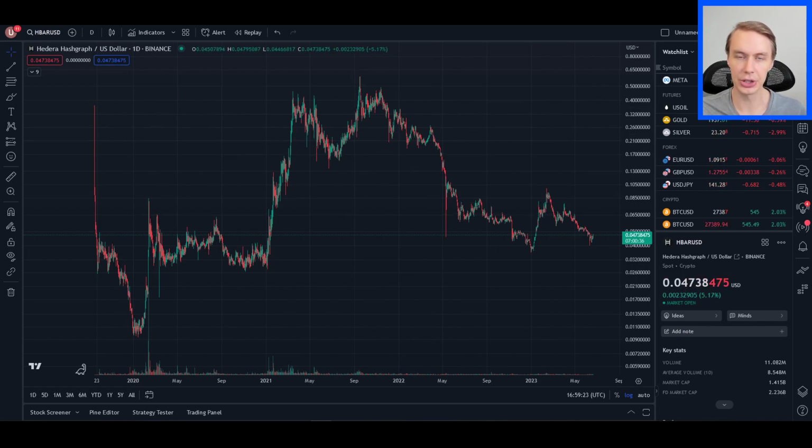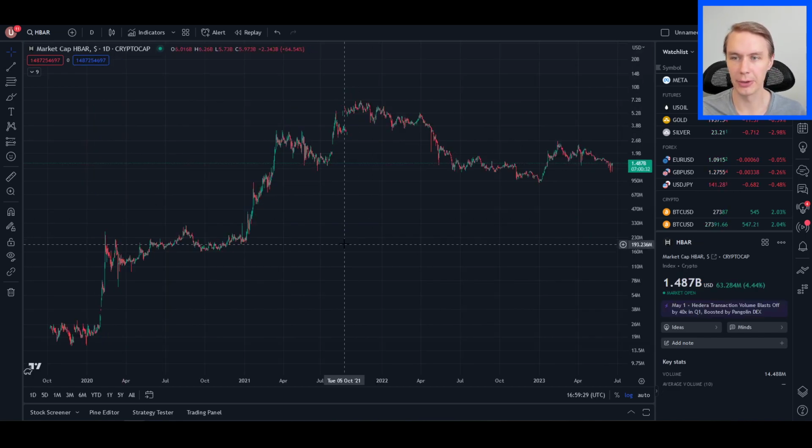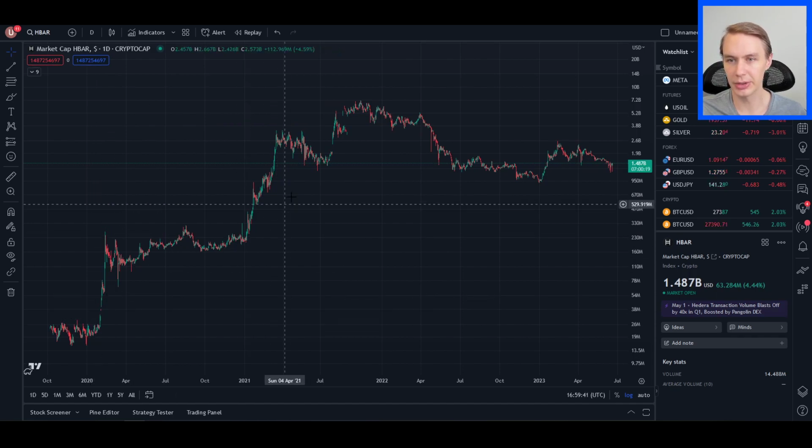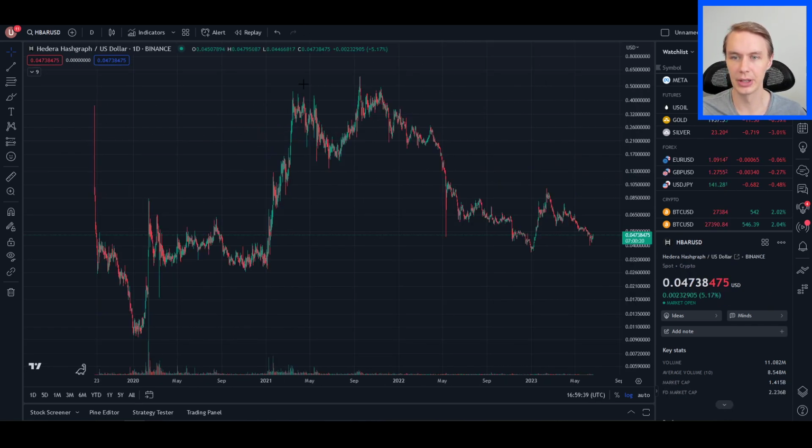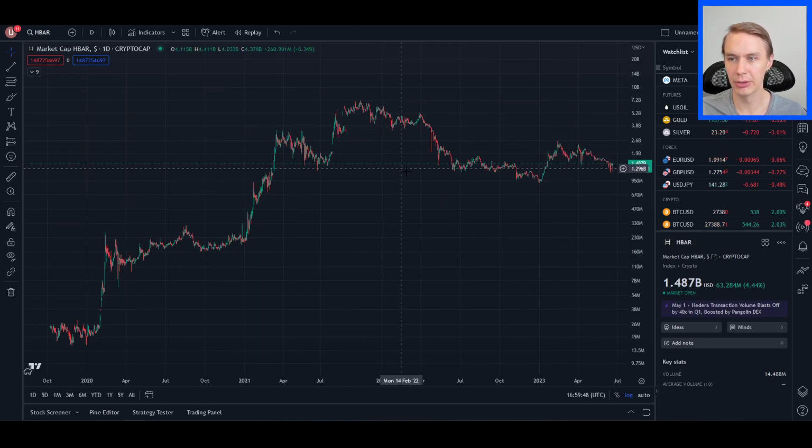So I want to flip over to the market cap for HBAR. Market cap is defined as the price, in this case of HBAR, multiplied by its circulating supply. And that supply element is going to be key here. When we look at this chart, notice how different this looks from the price chart. The price chart, we're basically back down at levels from August 2020. With market cap, we are way above the levels we were back in 2020.